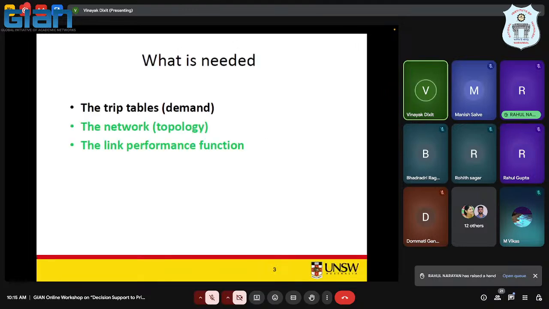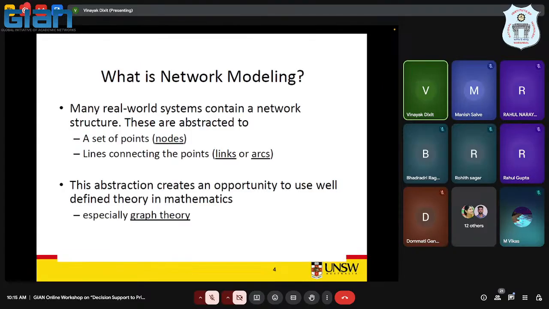So there are three main inputs which are needed in a transport network model. The trip tables, which is the demand, which we have already spoken about, 2 days back. Then today what we're going to talk about is networks and link performance functions. All right. So what is network modeling?